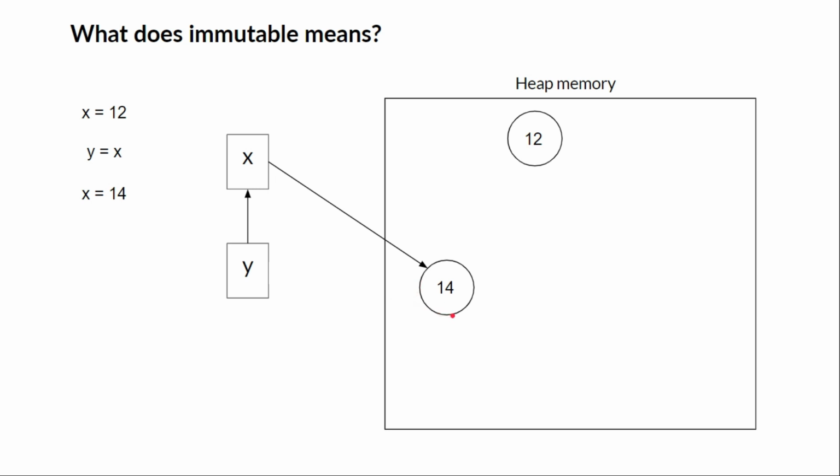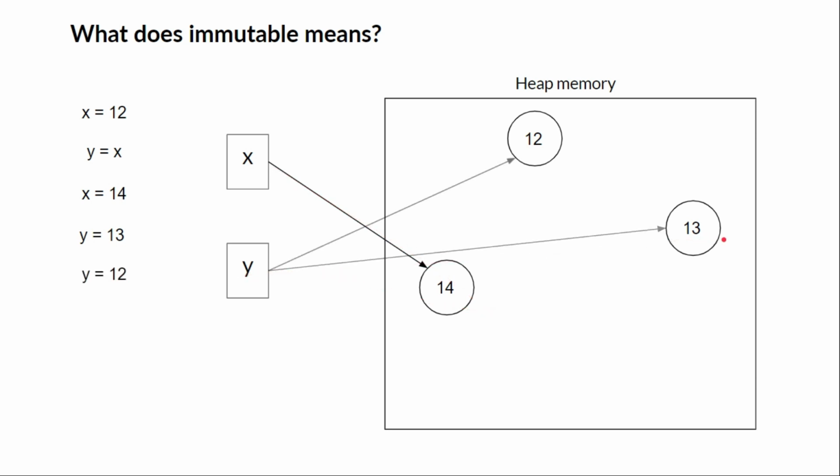Now y equal to 13. So y is pointing towards 13. Again, a new object of class int with value 13 is created. Here the IDs of x and y will be different. X is pointing to 14 and y to 13.